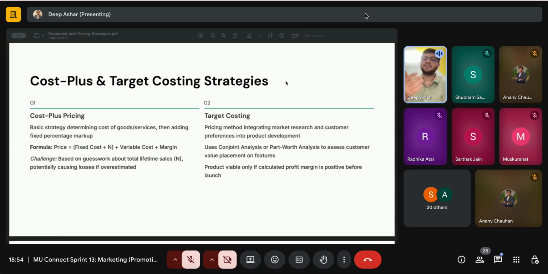And if the N is going to be lower, then we are going to have a notional loss. If N is going to be higher, then we are going to have a direct loss. So unless we are able to accurately get the N, it's going to be a flawed pricing, which happens in most cases. So it's fixed cost divided by N plus your variable cost and then your direct margin.